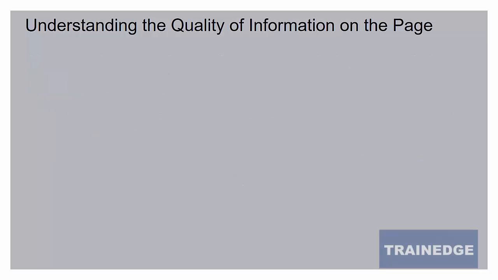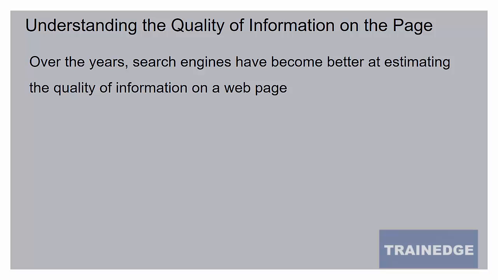Once the search engine understands what the page is about, it needs to understand the quality of information on the page. In the initial days of search, pages were ranked totally based on the information on the page. So the search engine would look through the page, try to see which keywords or words appeared very frequently across the page, and would think that this page is very relevant to this search term.